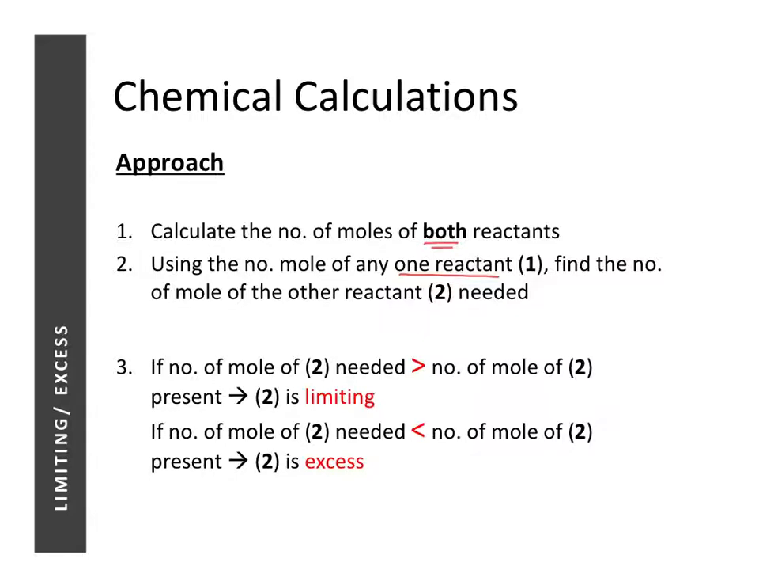If we call the reactant that you pick reactant 1, using the number of moles of reactant 1 and the mole ratio, we find the number of moles of reactant 2 that's needed to react with reactant 1. If the number of moles of 2 needed is more than the number of moles of 2 present, then it means that 2 is limiting. The alternate scenario is that the number of moles of 2 needed is less than the amount present, then 2 is in excess. I know again it sounds very abstract at this point in time. Let's apply this to the question again.